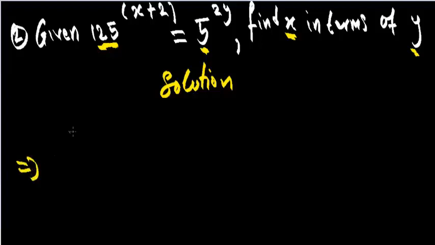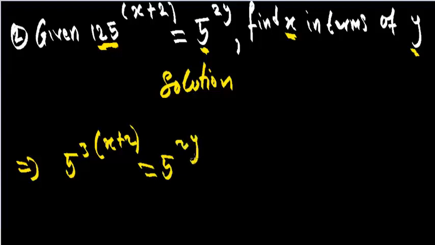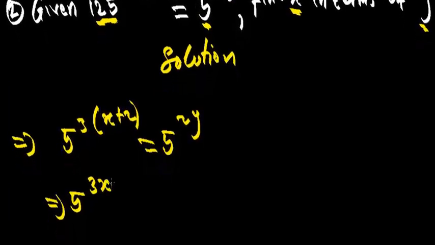That implies 125 is the same as 5 exponent 3. 5 exponent 2 is 25, and then 5 exponent 3 is 125. We now bring the bracket, which is x plus 2, then all this is equal to 5 exponent 2y. So from here, we can multiply the 3 through what we have in the bracket, and that means 5 exponent 3x, then 3 times 2 is 6. That is equal to 5 exponent 2y.